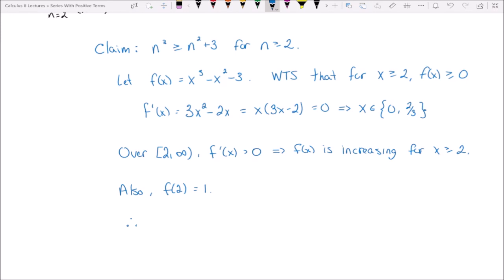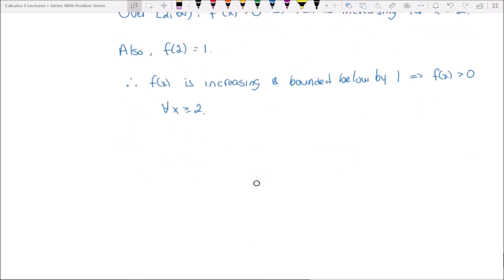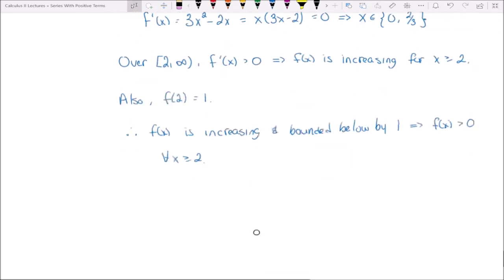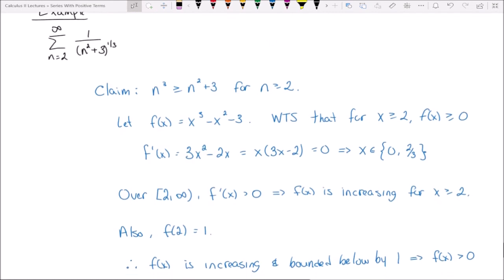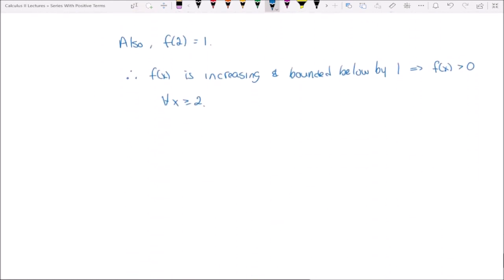Therefore, f of x is increasing and bounded below by 1. This means that f of x will be greater than 0 for all x greater than or equal to 2. This proves that n cubed is greater than or equal to n squared plus 3, which is what we wanted.